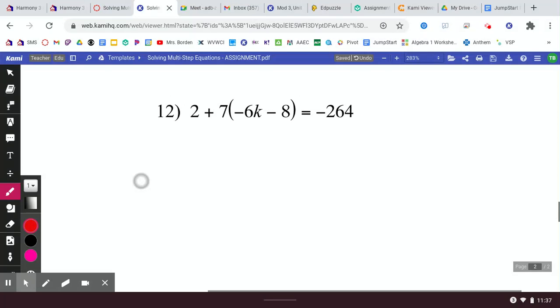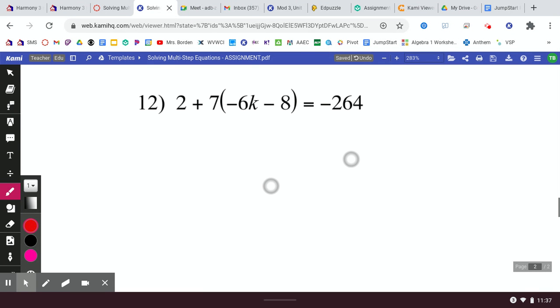Okay. Let's see. Number 12. All right, Cole, we're coming to you. We got parentheses, so that tells us we're going to distribute, and it's always what's right outside the parentheses that we distribute. So I'm going to write my 2 because I'm not messing with that yet. What's 7 times negative 6? Good. Negative 42k, because the k has to come with it. And then what's positive 7 times negative 8? Good. Negative 56.